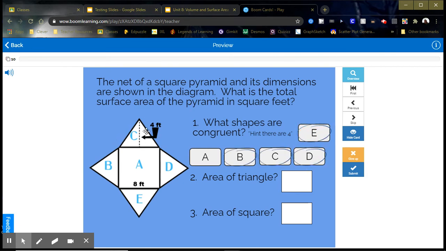And then I find the area of the triangle. 4 times 8 divided by 2. So 8 times 2, that would be 16. And then the area of the square, which is 8 times 8. That's 64.